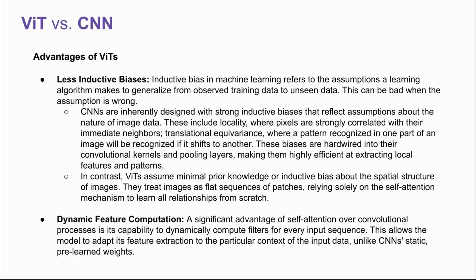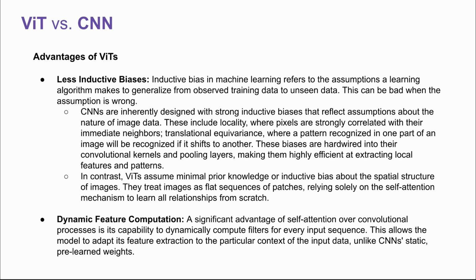Next, I want to do a quick comparison between ViT and CNN. There are several advantages of ViT when compared with CNN. The most important one I want to start with is less inductive bias. Inductive bias in machine learning refers to the assumptions a learning algorithm makes to generalize from observed training data to unseen data. It might sound alright, but this can be bad when the assumption is wrong.